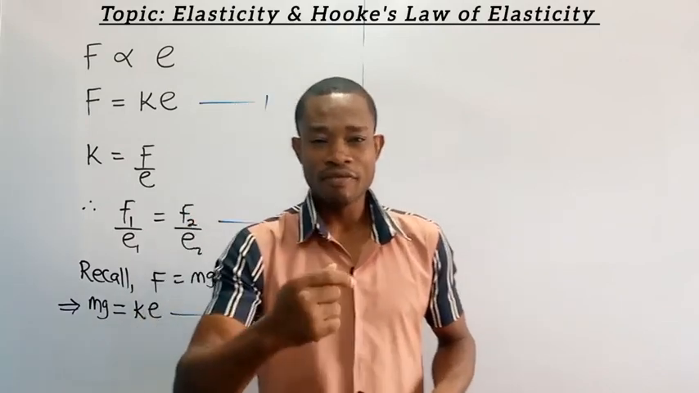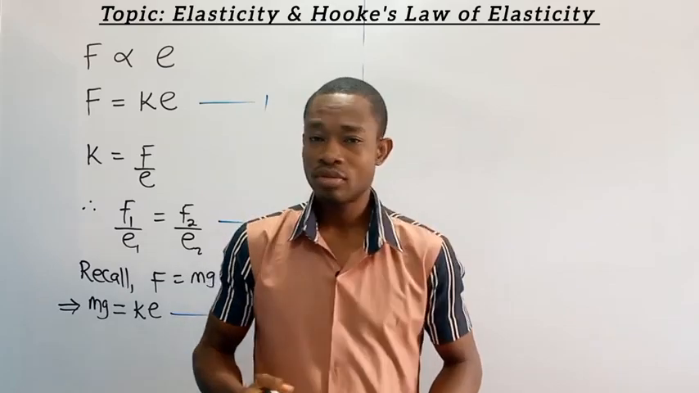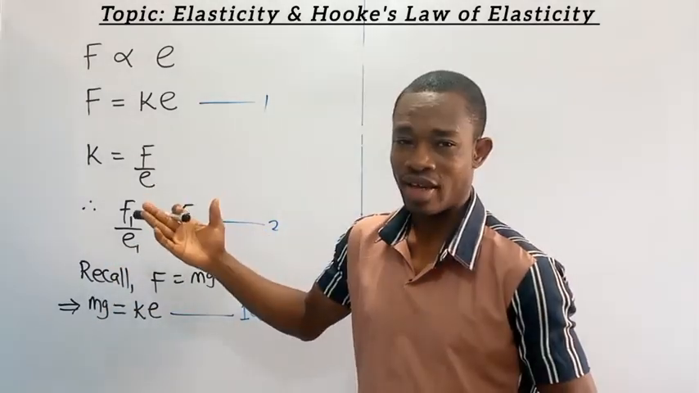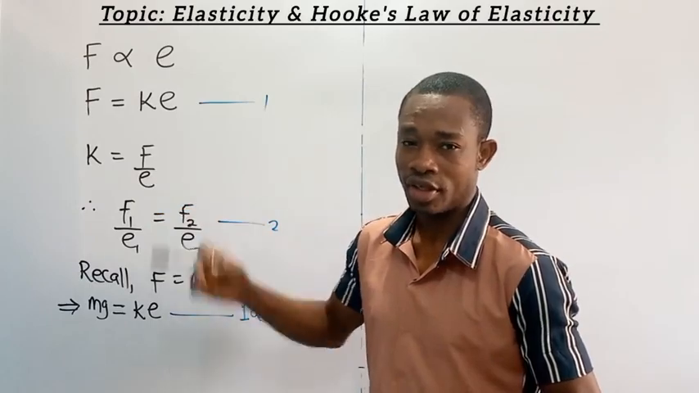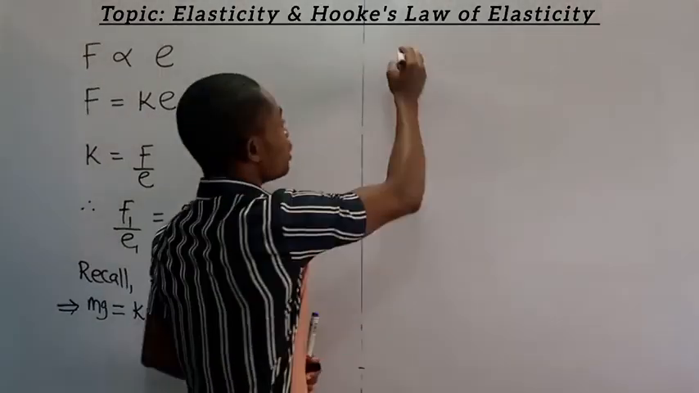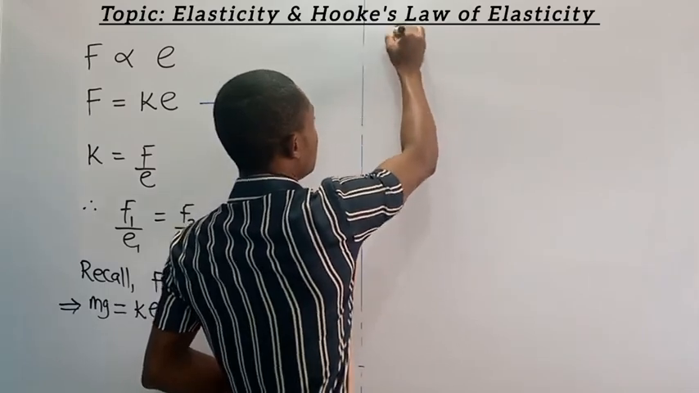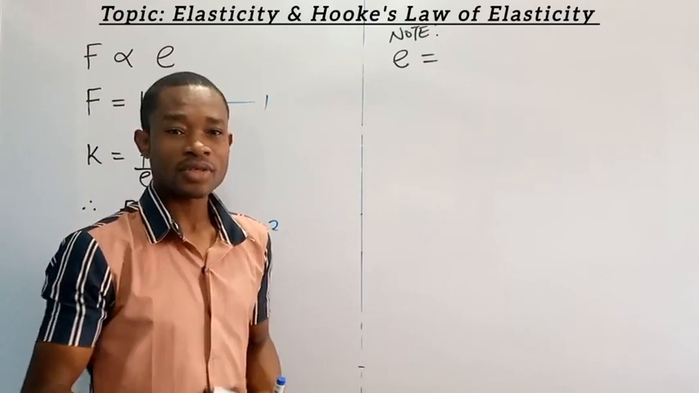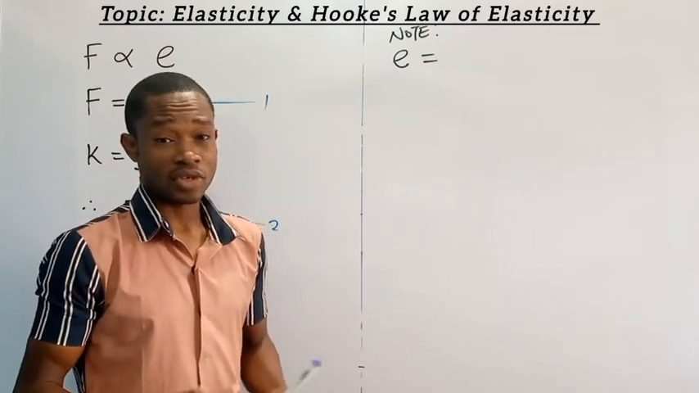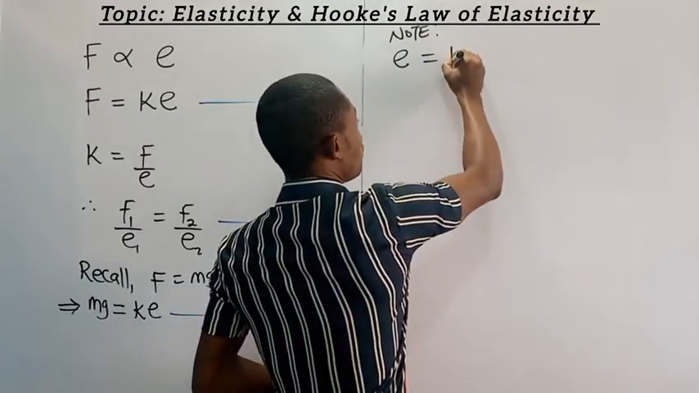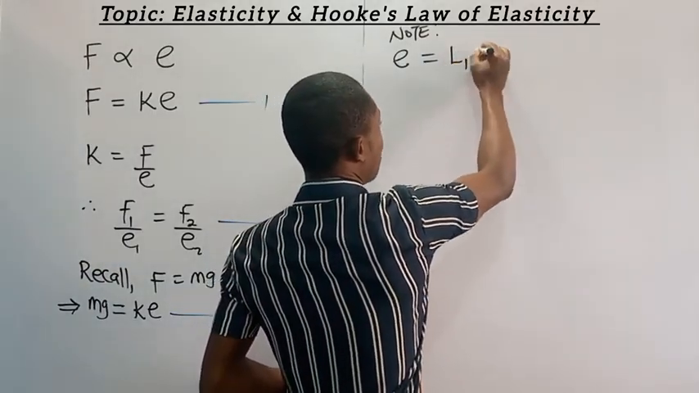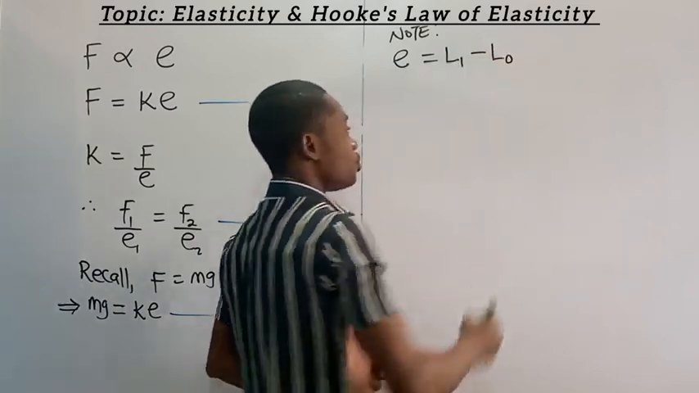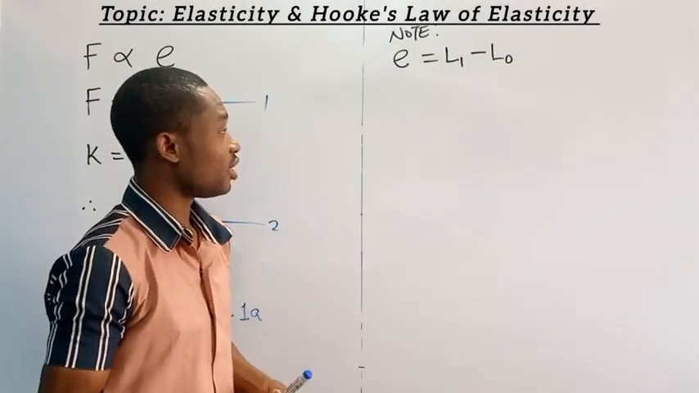Now, how do you get the value of E, the extension? Remember, F here is force, K is elastic constant like I mentioned, E is extension. To get extension, please take note that extension is equal to final length minus the natural length of that elastic material or the original length. Permit me to use final length as L1 and then minus L0 as the original length or the initial length. Is that okay?